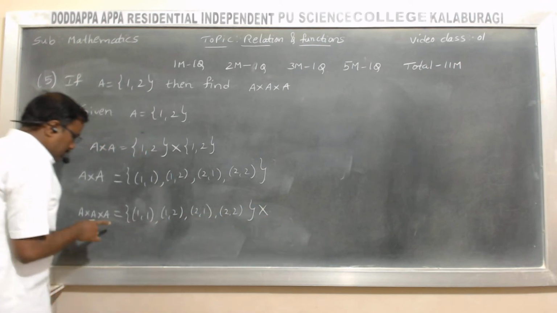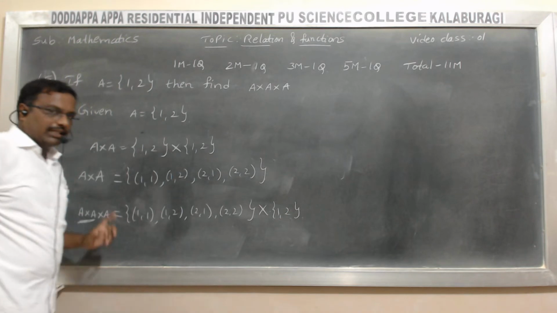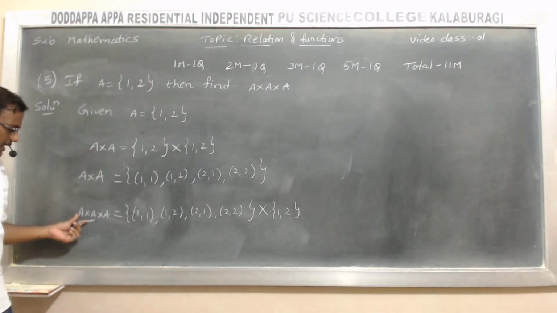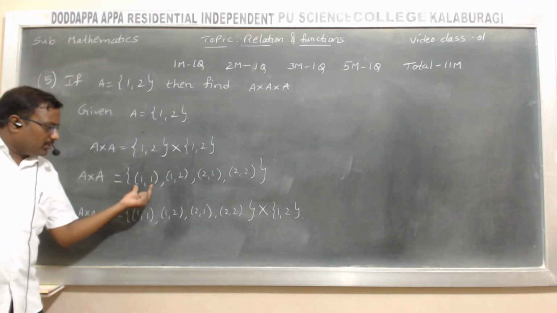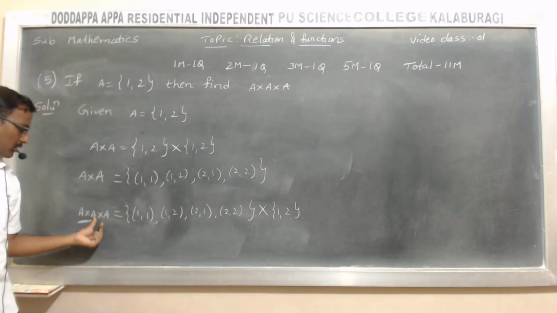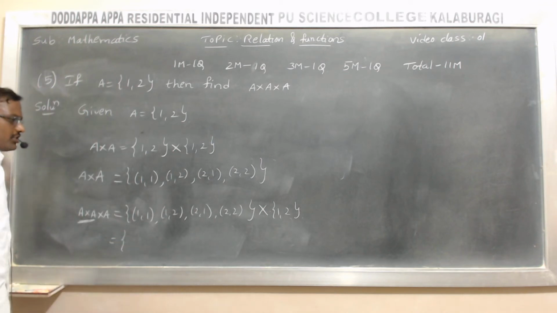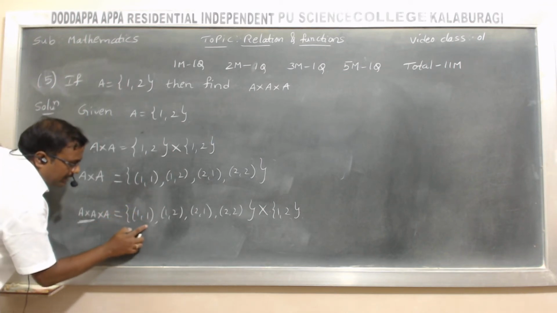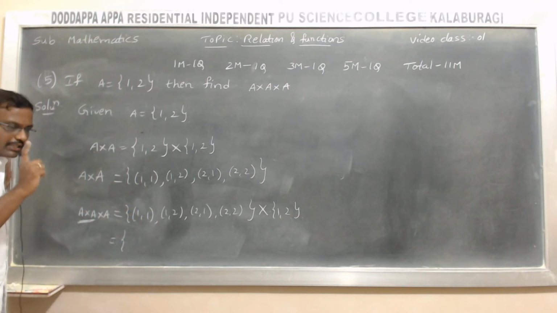A cross A means (1, 2). Once again I will explain. Here, A cross A, already here you can find A. So take that one value cross A value. So now you can find out the Cartesian product. This pair is considered as one element. This (1, 1) pair is considered as one element.